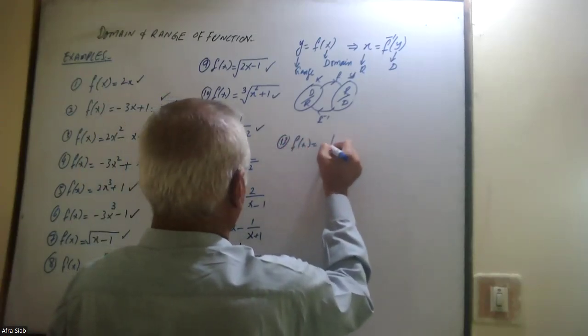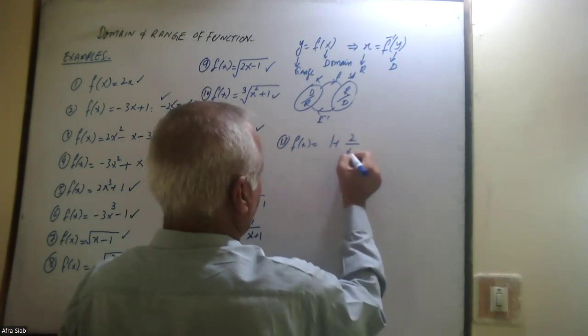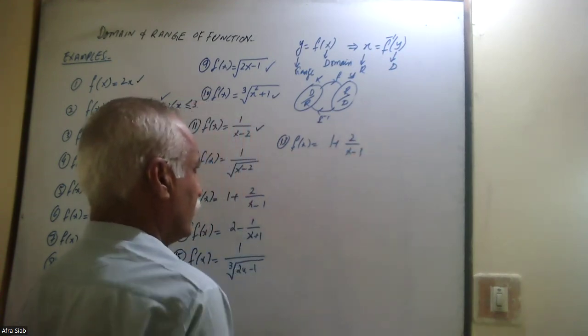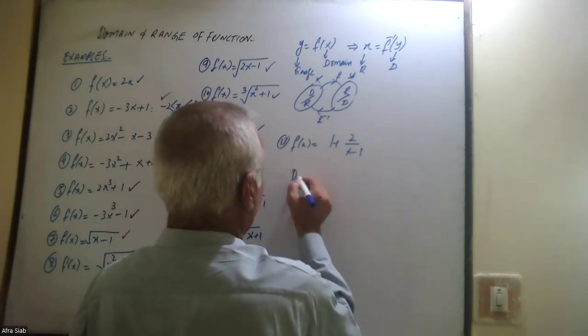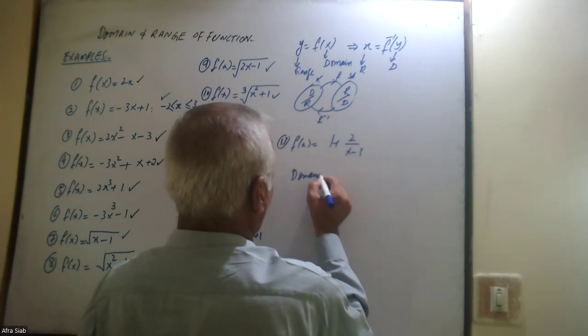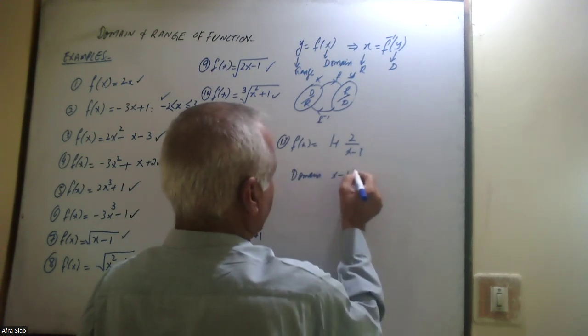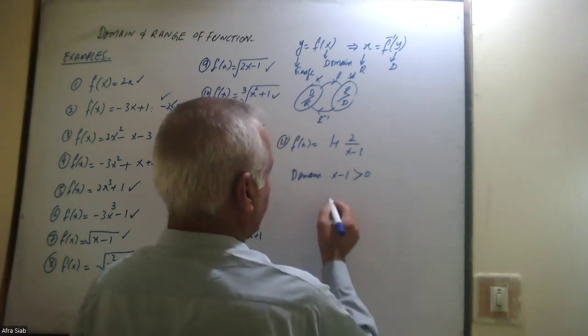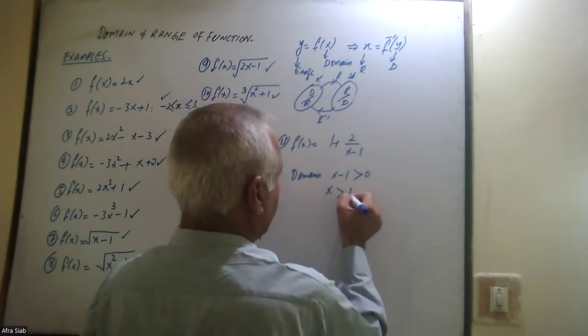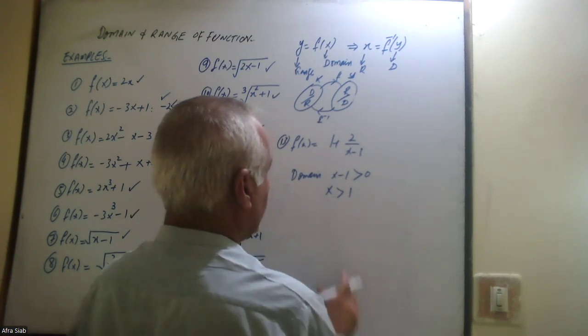f of x is equal to 1 plus 2 over x minus 1. So it is also in the fractional form, so for the domain, in the denominator there is x minus 1, and that should be greater than 0 there. x is greater than 1.